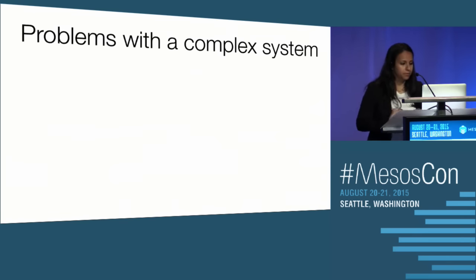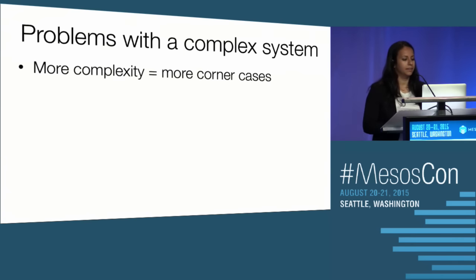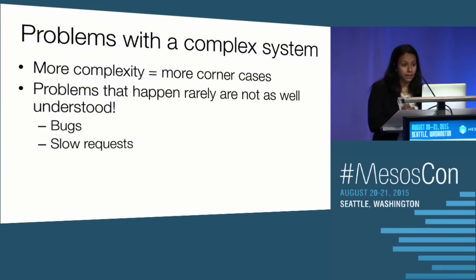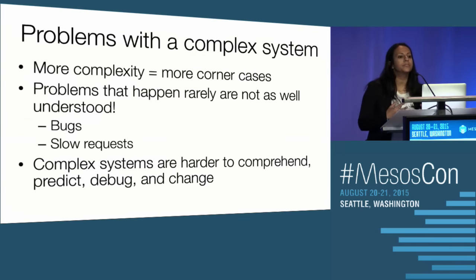So the problem with a complex system is that more complexity inevitably means more moving parts and more ways for things to interact, which means more corner cases, more strange situations for our systems and our machines to get into. And the problem with that is that when things don't happen frequently, it means that we don't understand them. Things that are rare, such as rare bugs or one request out of every 1,000 being extremely slow or failing, are very difficult to debug and understand because we just don't have enough data there to understand what's going on. And the result of that is that complex systems are harder to comprehend, to predict, to debug, and to change.